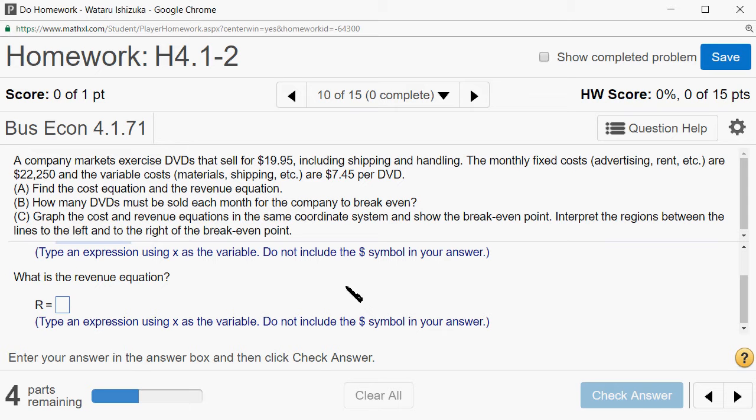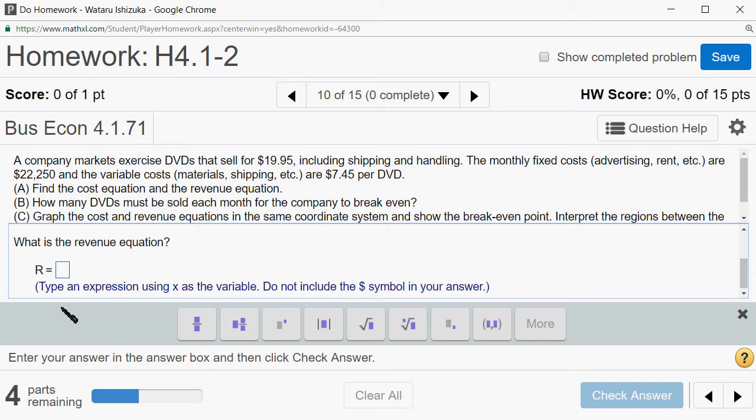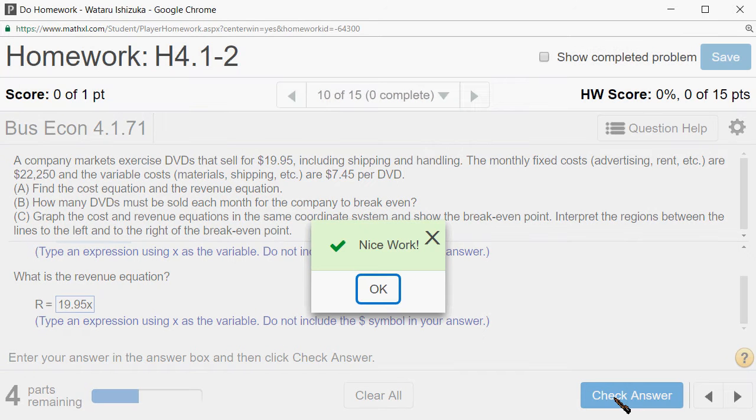And then we have to come up with the revenue function. So revenue is the money coming in. So since we're selling each DVD for $19.95, then we're selling X DVDs. So here we're assuming that all the DVDs they produce, they can be sold. So they can sell all of them. Right, so the revenue is going to be 19.95x. So let's check the answer. All right, so we got that.